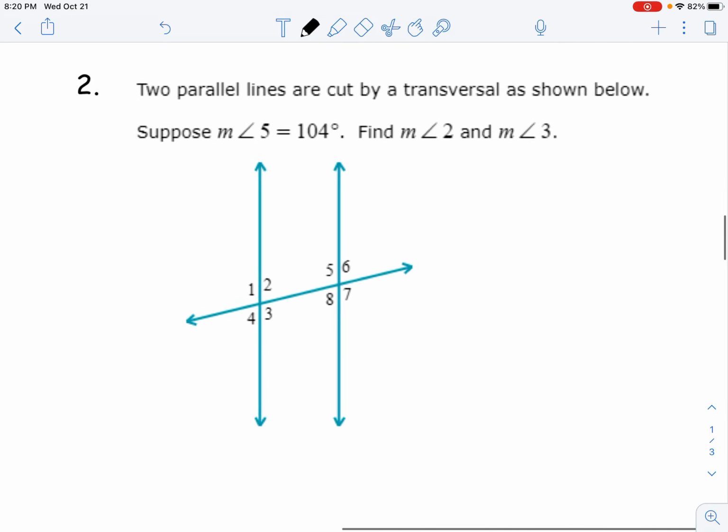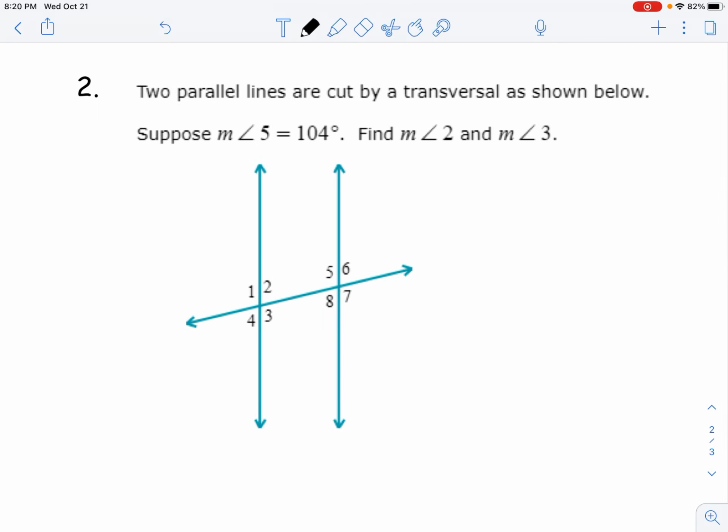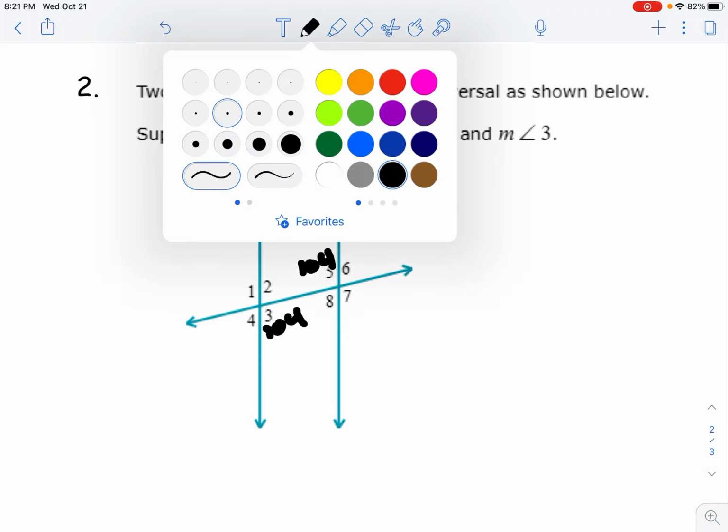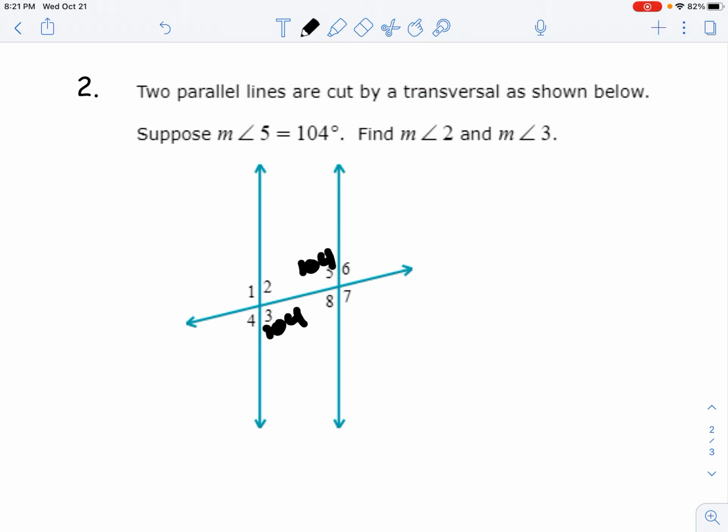Two parallel lines are cut by a transversal as shown below. It says measure of angle 5 is 104. Find measure of angle 2 and 3. Well, 3's got to be 104 as well because that's also obtuse. I'm going to try to make my line a little bit better here. They're both obtuse, so they'd both be 104. And then angle 2 has to be supplementary with that. So that would make it 76.